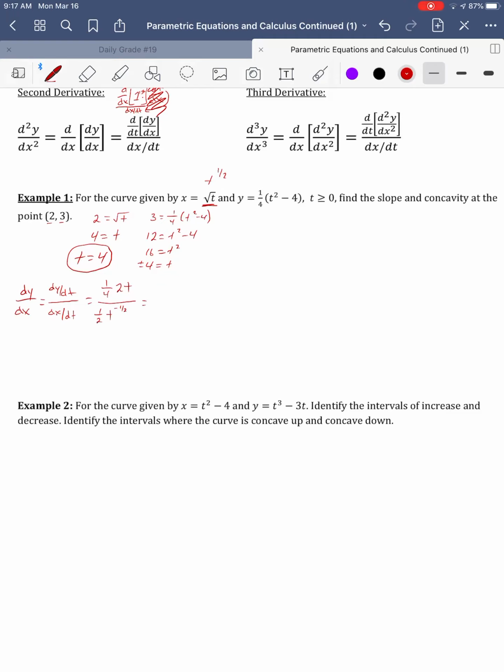Then I might go simplify all of this. Let's see, I wound up getting 1/2 t over, you could write this as 1 over t to the 1/2 on the bottom. If you wanted to write that as t over 2, outside inside, you get t to the 3/2 over 2.